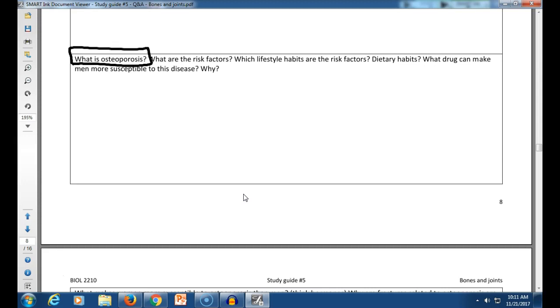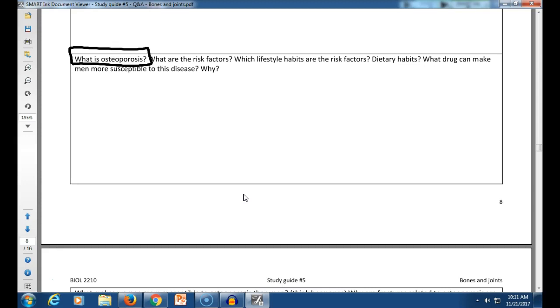Woman, petite, older, Caucasian. Not enough calcium in the diet. Less exercise, so sedentary lifestyle. Alcohol, carbonated drinks, smoking. If you think about this picture, older Caucasian petite woman who drinks alcohol with Diet Coke and smokes, that's pretty badass picture.